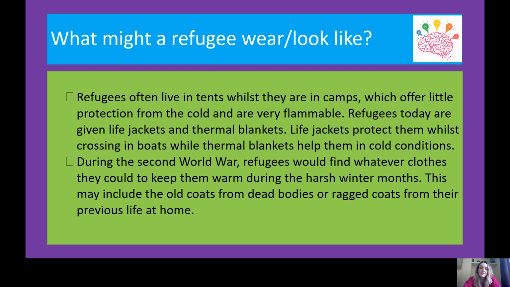And if they're very cold, obviously, this suggests they're going to need blankets, they're going to need layers, they're going to need thermal blankets, maybe coats as well. Refugees today are given life jackets and thermal blankets. Life jackets protect them whilst crossing in boats, whilst thermal blankets help them in cold conditions. During the Second World War, refugees would find whatever clothes they could to keep them warm during the harsh winter months. This may include the old coats from dead bodies or ragged coats from their previous life at home.